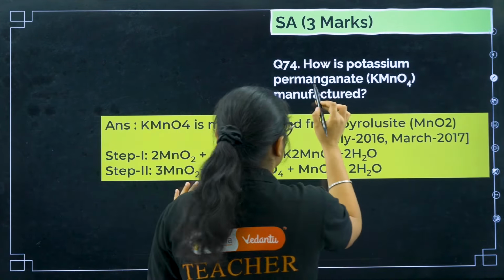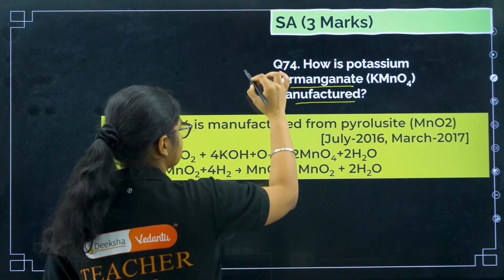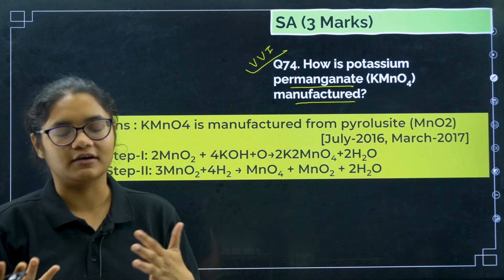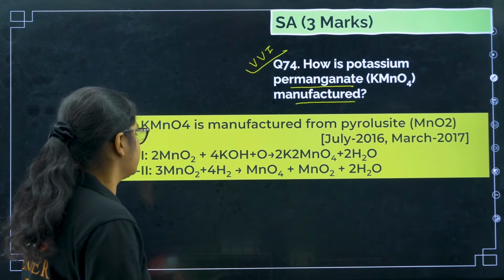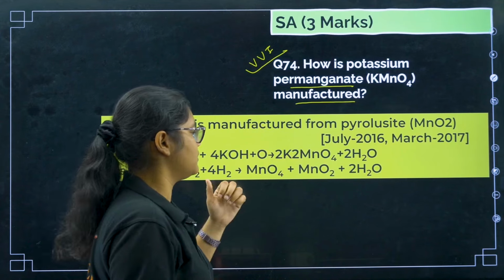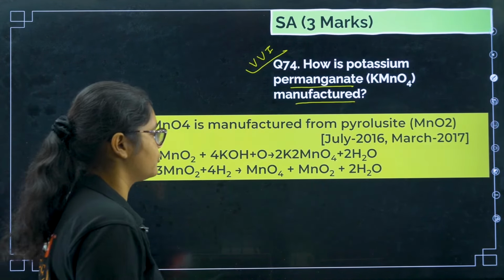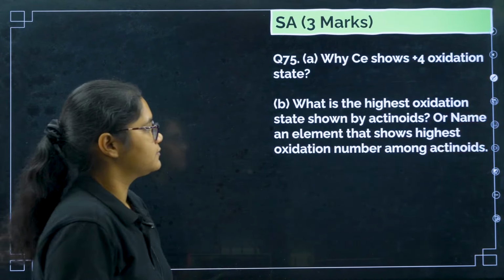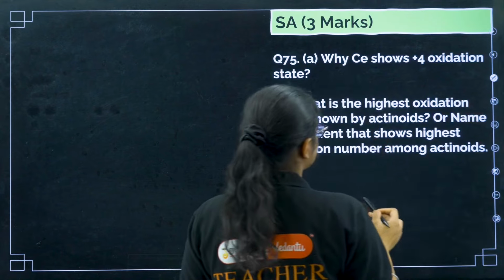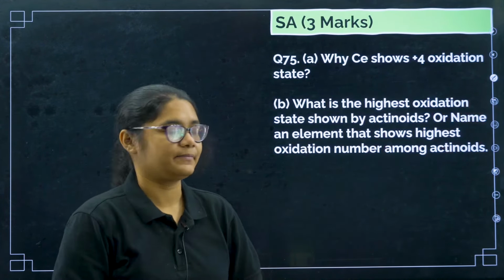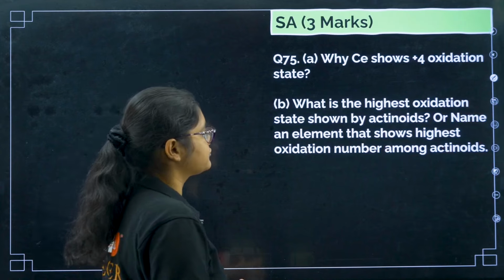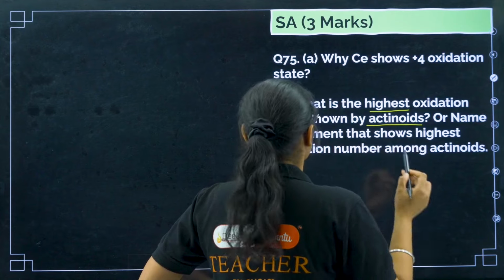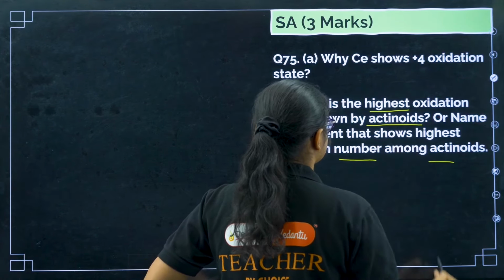Next question is potassium permanganate manufacture. This is again a very important question. K2Cr2O7 and KMnO4 are asked alternatively. First MnO2 is converted to K2MnO4, and K2MnO4 is converted to KMnO4. Next, why does Ce show a +4 oxidation state? This is again an important question. And next question: what is the highest oxidation state shown by the actinoids, or name the elements that show the highest oxidation state among the actinoids.